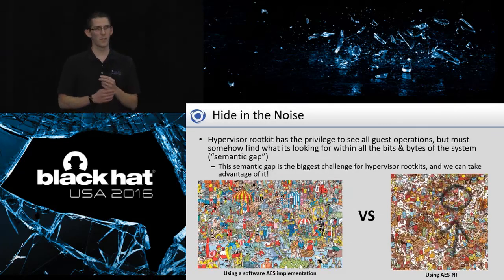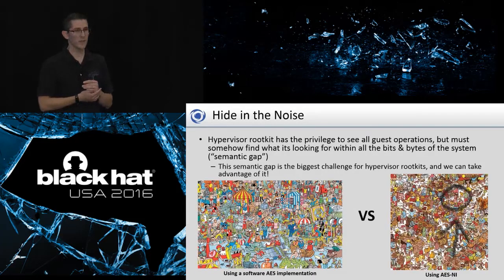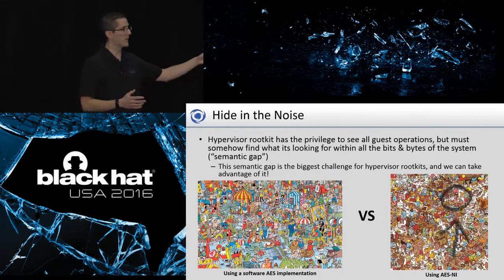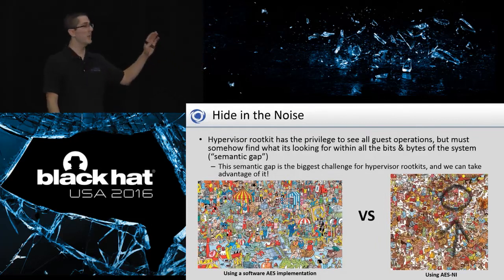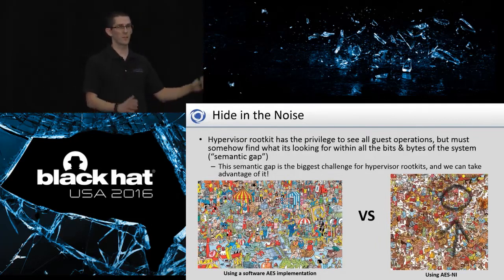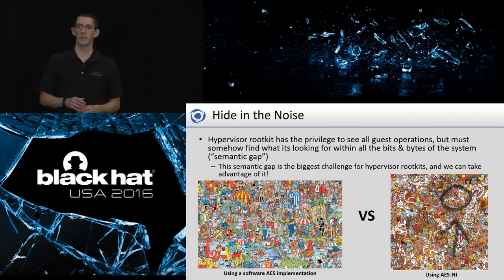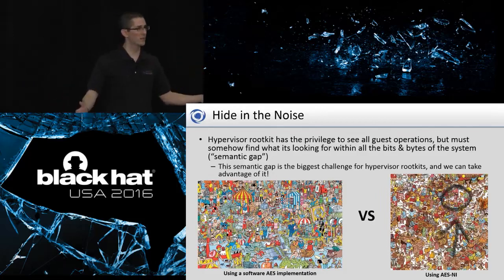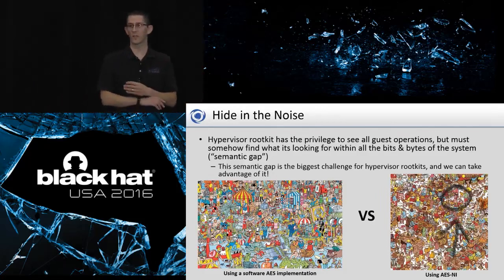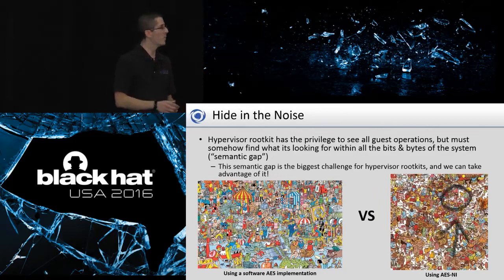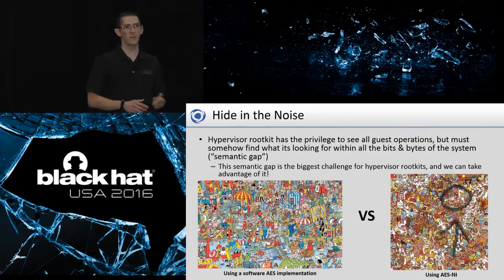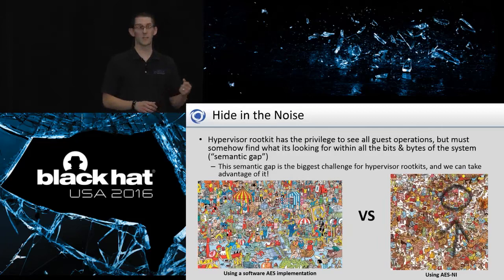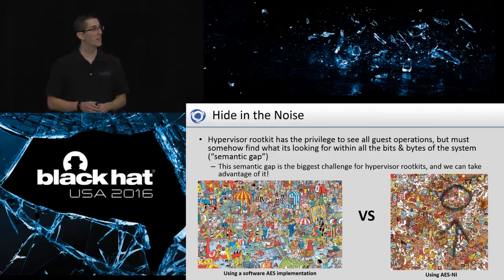So what do I mean by that? I think about it like, where's Waldo, right? So on the left-hand side, we can see everything in that graphic, right? Nothing is blacked out. Just like the hypervisor can see all of the bits and the bytes in the system that has the privilege to read anything in memory. But finding Waldo in that graphic takes time, and it's hard, and it's not easy.